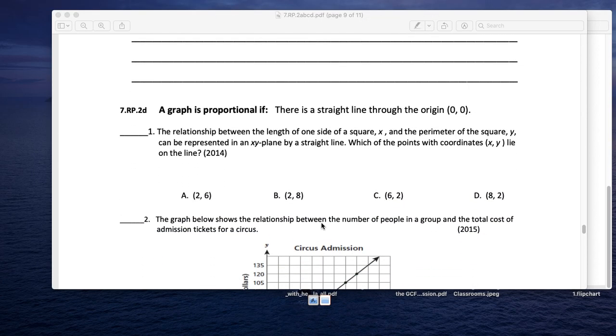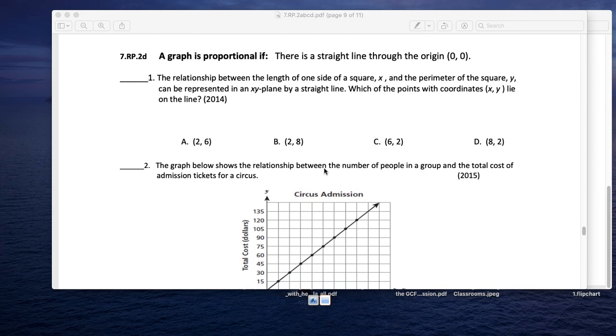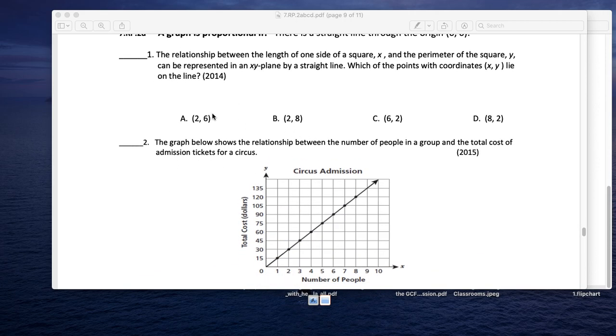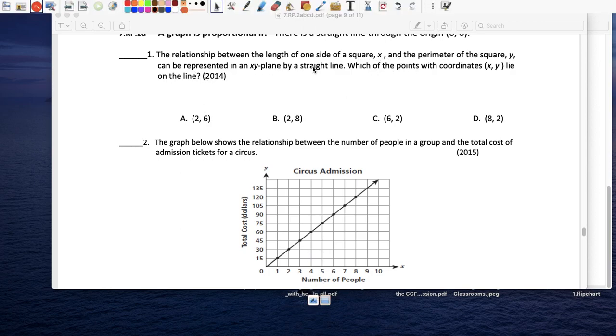A graph is proportional if there's a straight line through the origin. Okay. The relationship between the length of one side of a square x and the perimeter y can be presented in an xy plane by a straight line. Which of the points is coordinates xy on the line on the plane? So think about this for a second. So x represents the side, and y represents the perimeter.